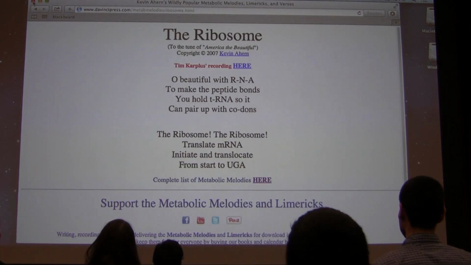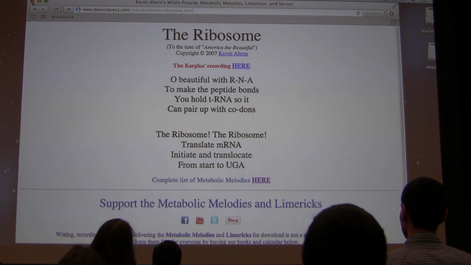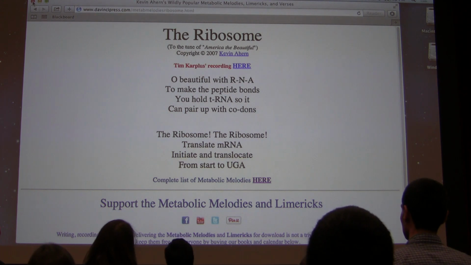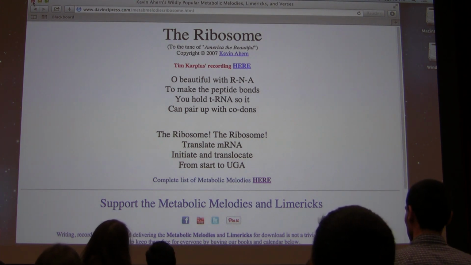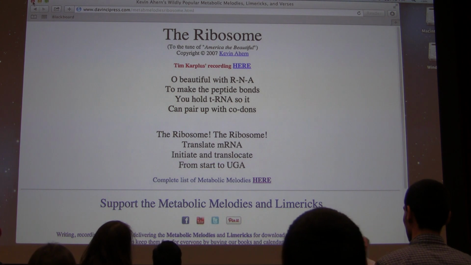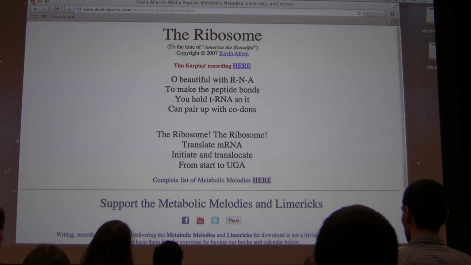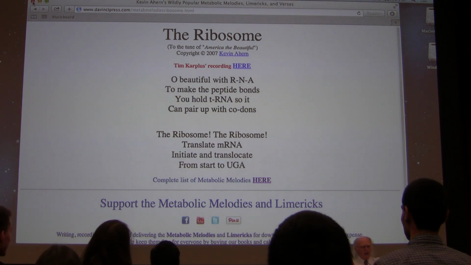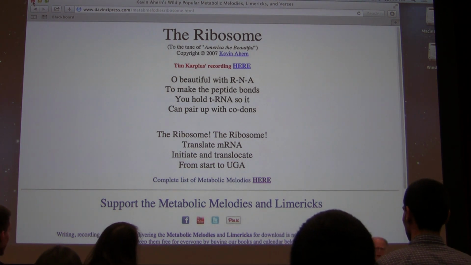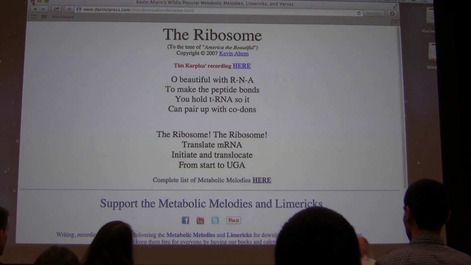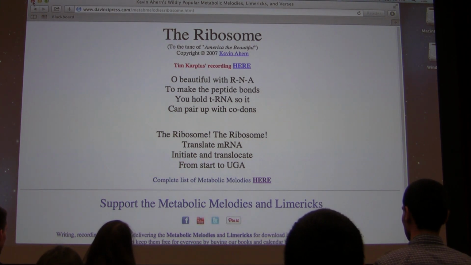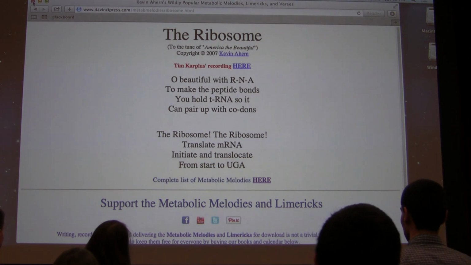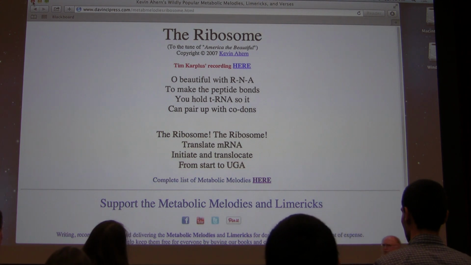Oh, beautiful with RNA to make the peptide bonds. You hold tRNA so it can pair up with codons. The ribosome, translate mRNA, initiate and translocate from start to UGA.